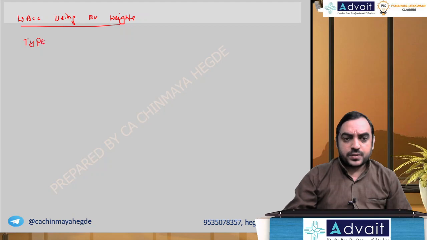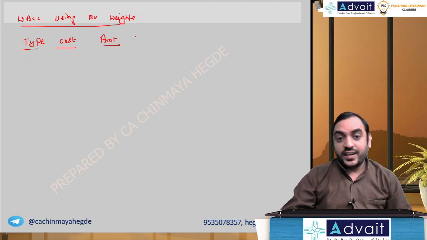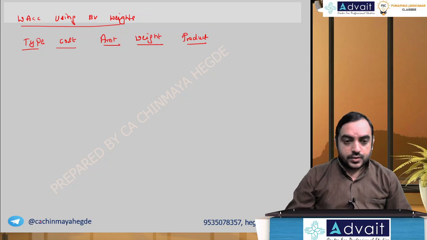So what is the format? Whatever is the type, the cost, the amount will convert into weights, and the product, or the weighted cost product. So we have debentures, preference shares, and equity.